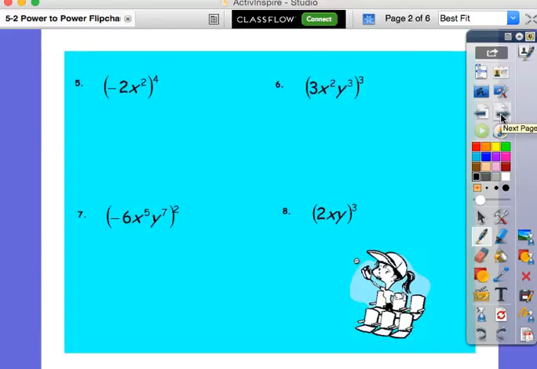All right. So on number 5, we have to take the negative 2 and raise it to the fourth power first. So negative 2 times negative 2 times negative 2 times negative 2 would be what? 16 x to the 8th power. Good. All right, try a couple of those. And I'm going to check back with you in just a minute.